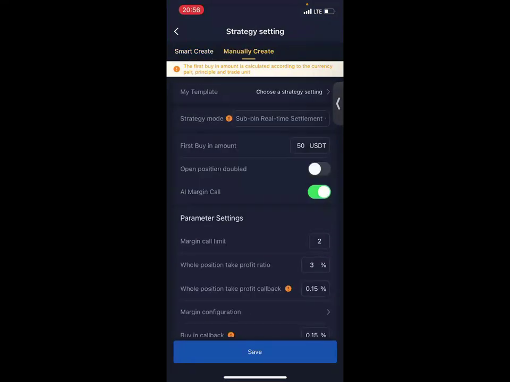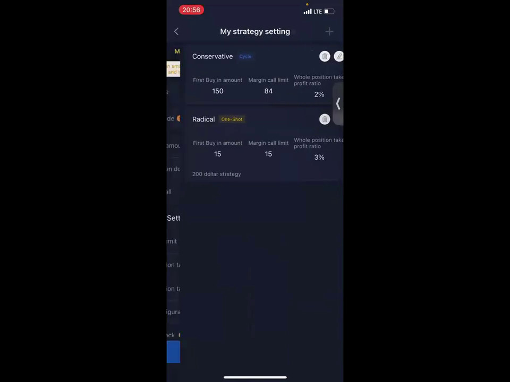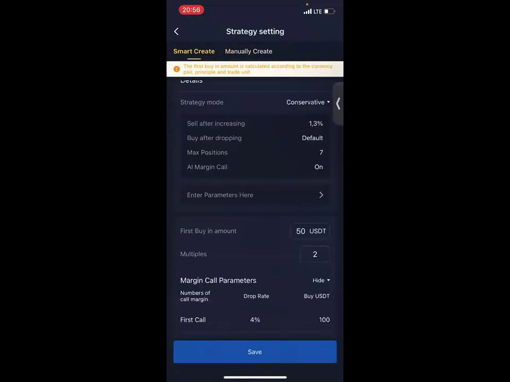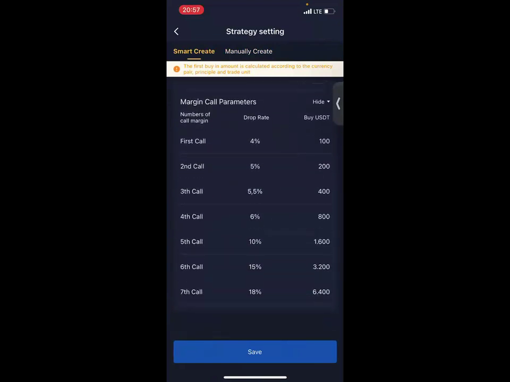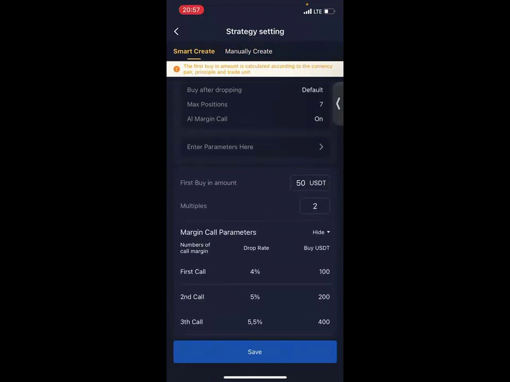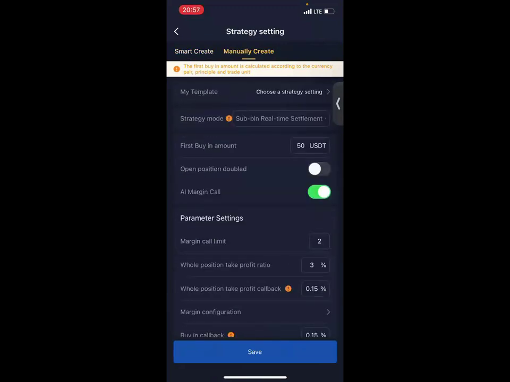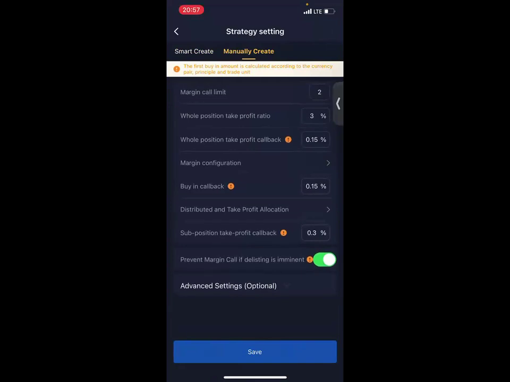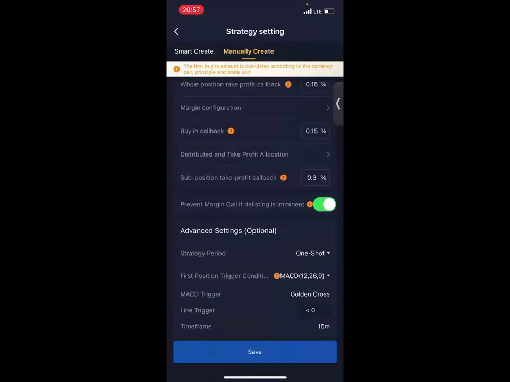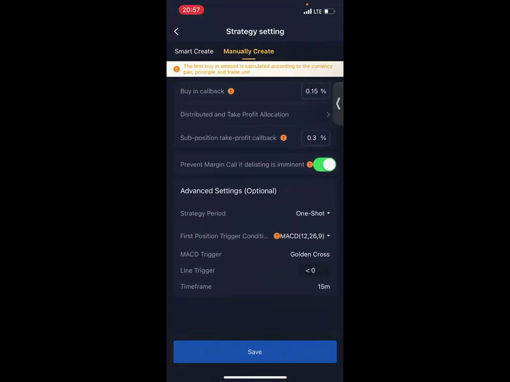If you have a strategy saved, you will come here. And then you have the manual one. Yes, let's make an example with the manual one, right? So let's go to the manual, and then you scroll down. You go to the advanced settings, and then here, voila, you see advanced settings strategy period, which is one shot.